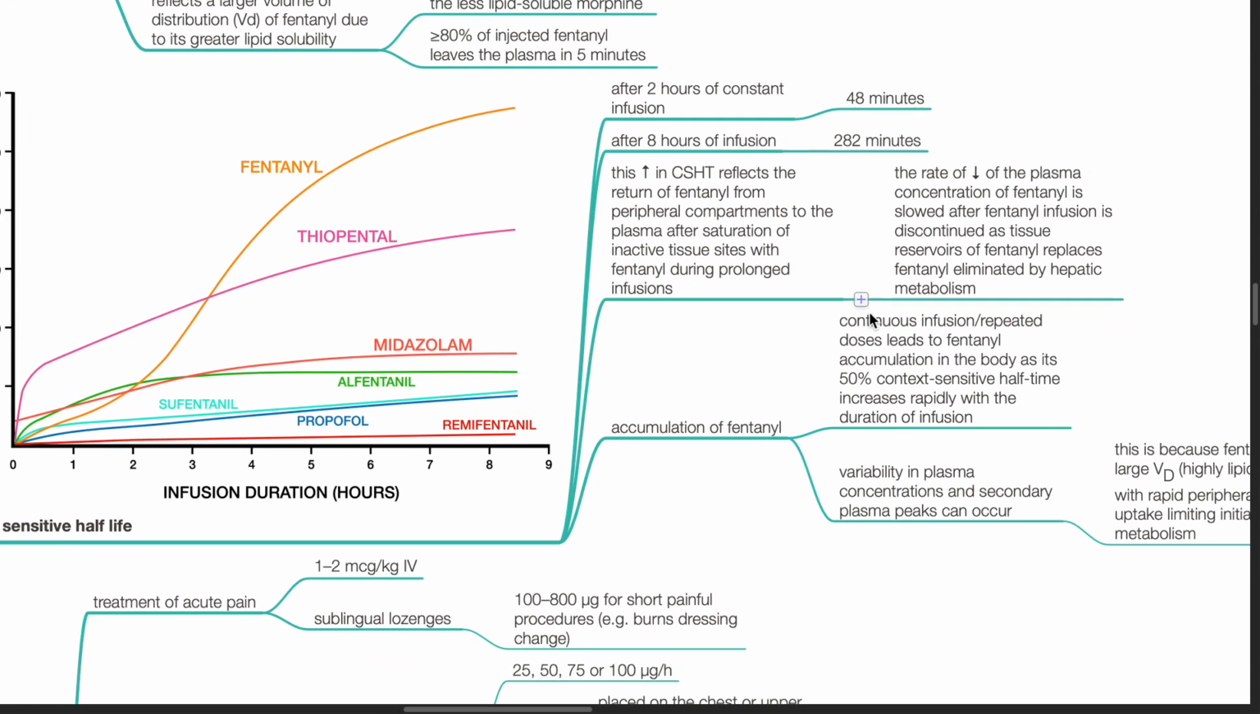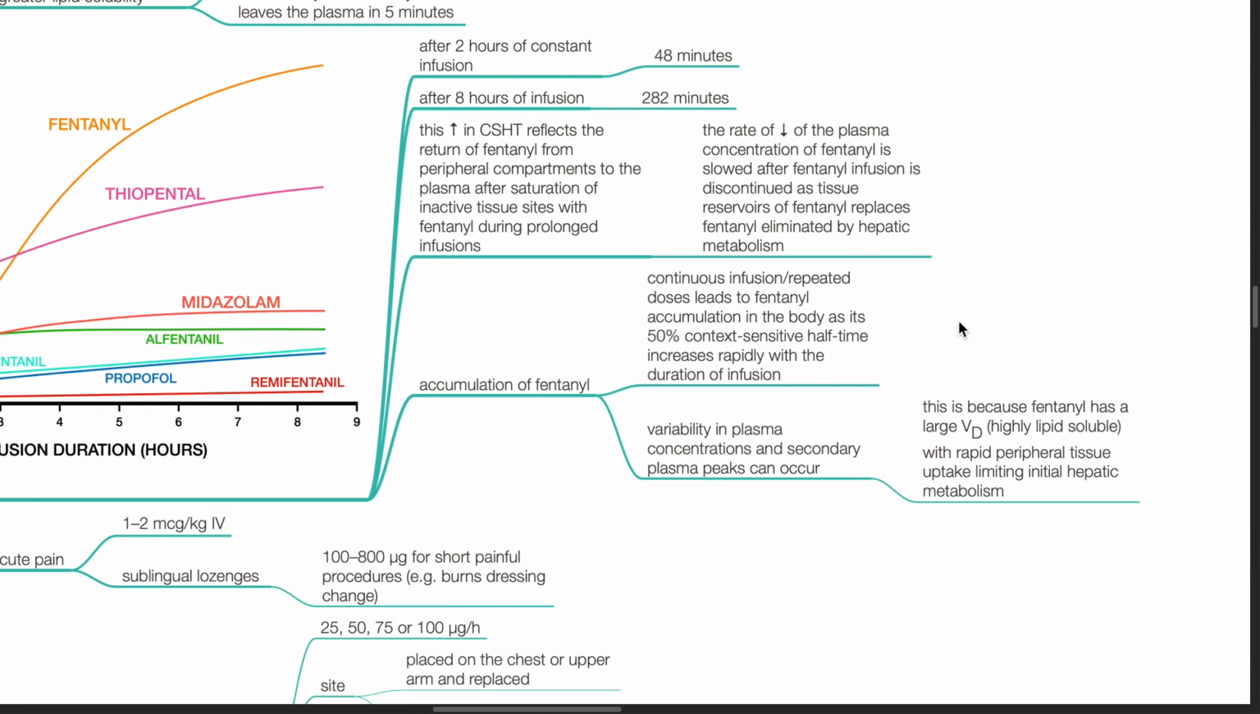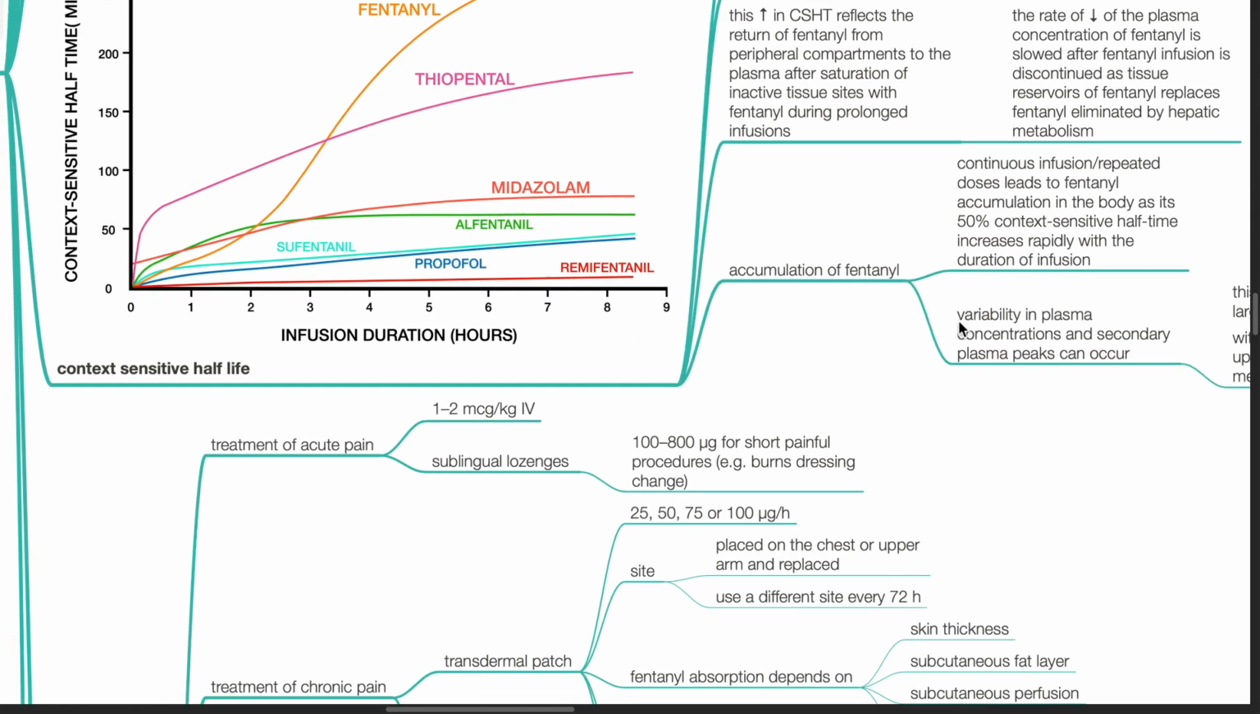Accumulation of fentanyl. Continuous infusions or repeated doses of fentanyl lead to accumulation in the body, as its context-sensitive half-time increases rapidly with the duration of infusion. Variability in plasma concentrations and secondary plasma peaks can occur. This is because fentanyl has a large volume of distribution, as it is highly lipid soluble with rapid peripheral tissue uptake limiting initial hepatic metabolism.